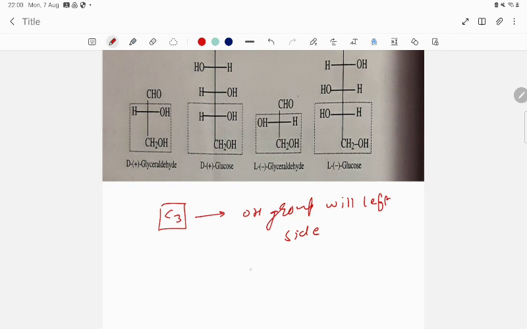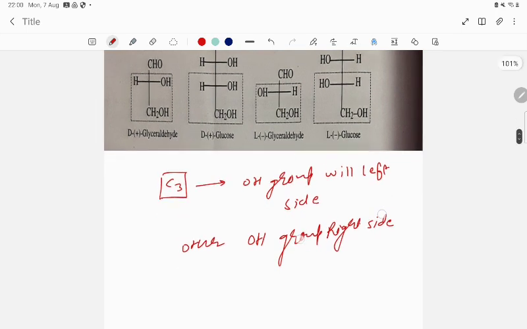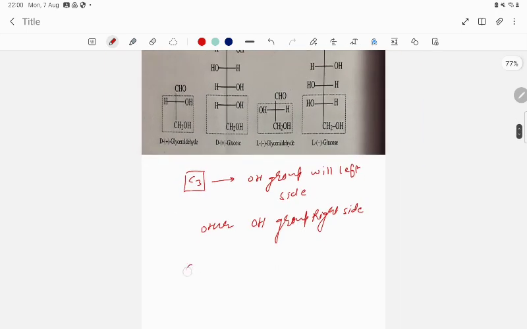Other carbons, whatever the other OH groups, will be on the right side. If we talk about the other four OH groups, they are going to be on the right side, student. Keep that in mind. At the C5 position, there is an exception.